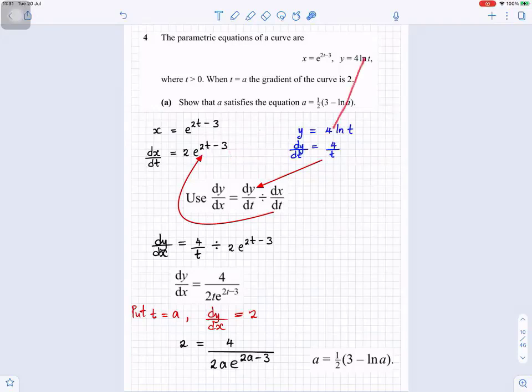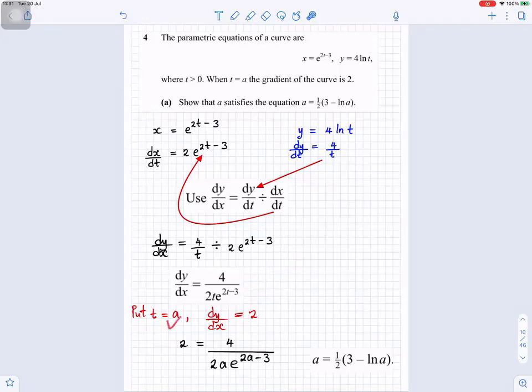y equals 4 ln t. dy over dt would be 4 times 1 over t. When you differentiate ln t, you get 1 over t. And we use dy over dx is dy over dt divided by dx over dt. So 4 over t divided by 2 e^(2t-3). So you get that expression for dy over dx.